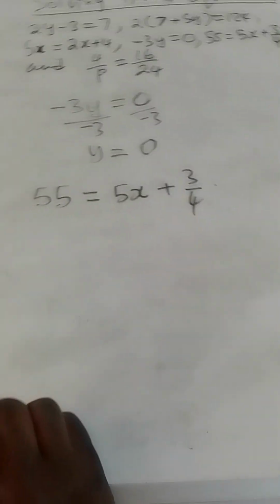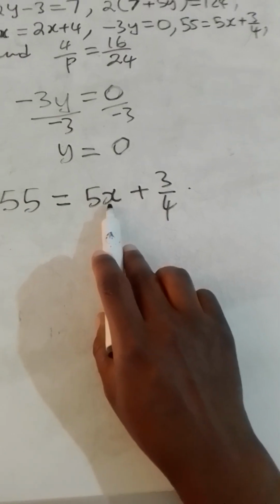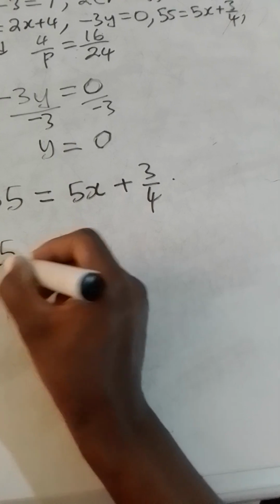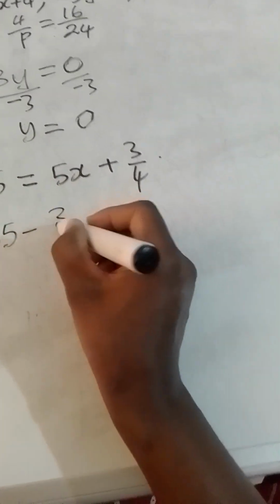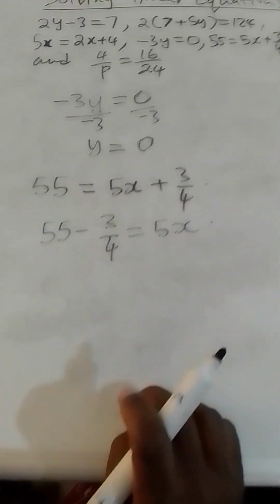Then we go to the last one, which is 55 is equals to 5x plus 3/4. Now, we have what? We have a variable here, so we have a non-variable term there, or a constant. So we're going to take this constant to the other side. So we're going to get 55 minus 3/4 is equals to 5x.